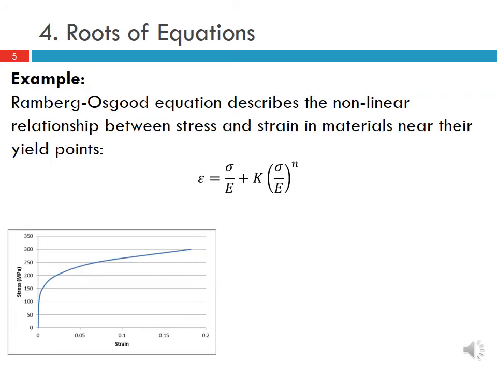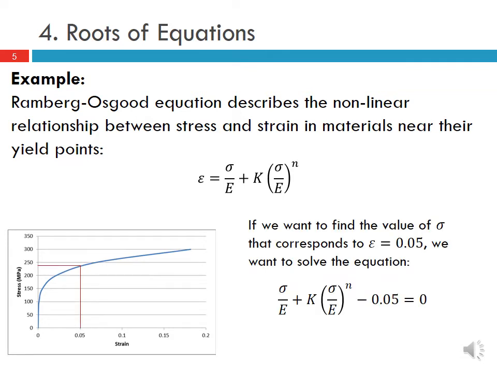One example in an engineering application is the Ramberg-Osgood equation, which describes the nonlinear relationship between stress and strain in a material near its yield point. For example, strain, epsilon, is equal to the stress, sigma, divided by the Young's modulus E, plus K times sigma over E to the power n, where K and n are constants depending on the different material.